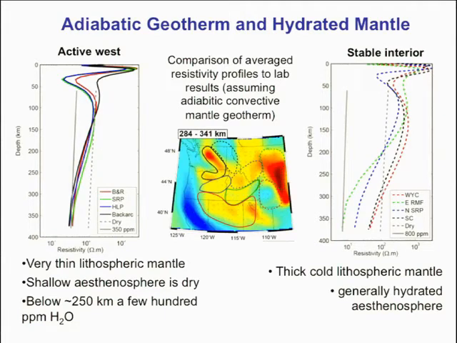The situation beneath the stable interior, of course, is different. Now the resistivity is much higher, down to 250 to 300, 250 kilometers or so. And that's consistent with basically a cold lithospheric mantle there. And at greater depths, if anything, the asthenosphere has to be more strongly hydrated.